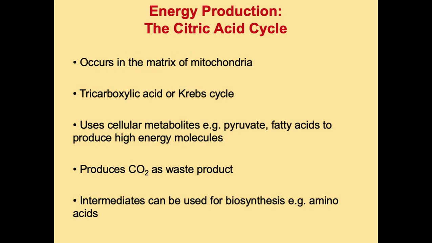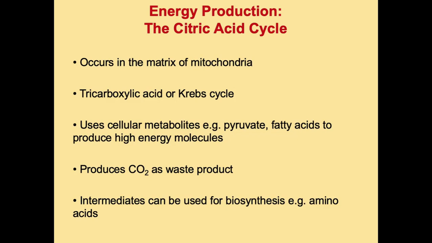So what is the citric acid cycle? The citric acid cycle is a series of chemical reactions that occur in the matrix of the mitochondria. You'll see in many textbooks that this is also called the tricarboxylic acid cycle or the Krebs cycle. The reason it has multiple names, and certainly the Krebs cycle, is because it was first discovered by Hans Krebs, and he called it the citric acid cycle. So for the purpose of this video, we're going to stick with Hans Krebs' original name, the citric acid cycle.